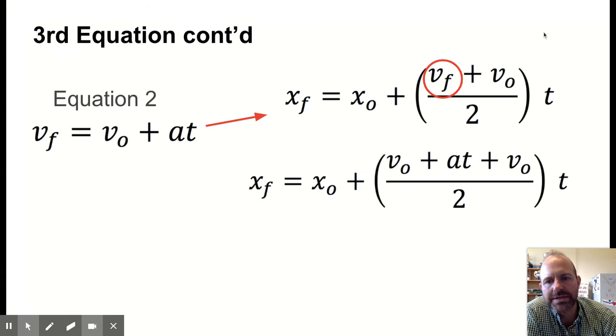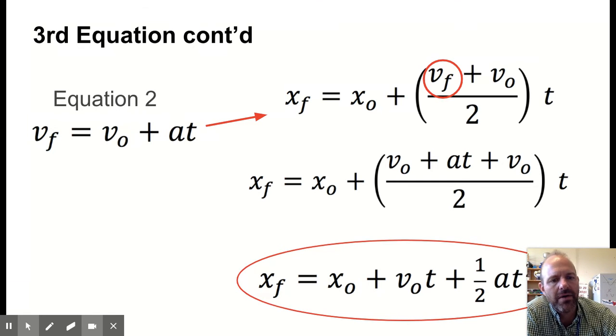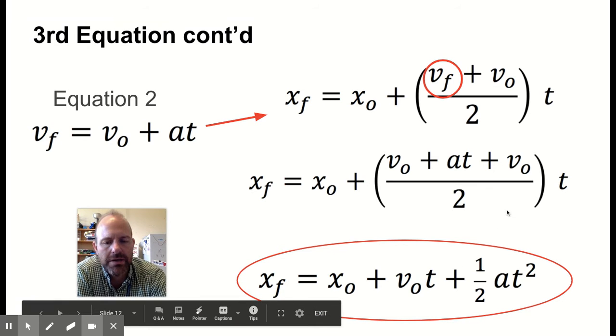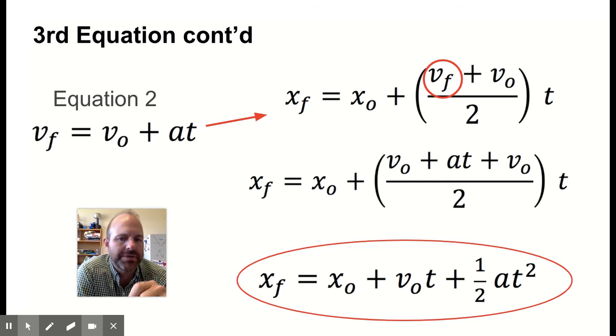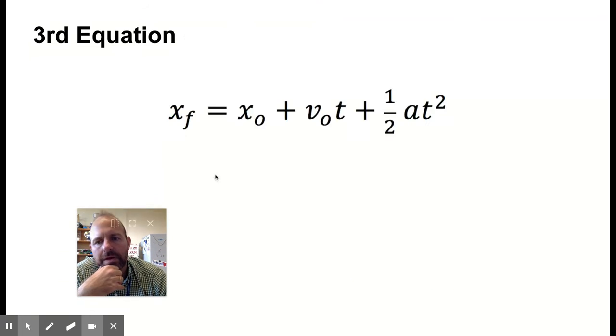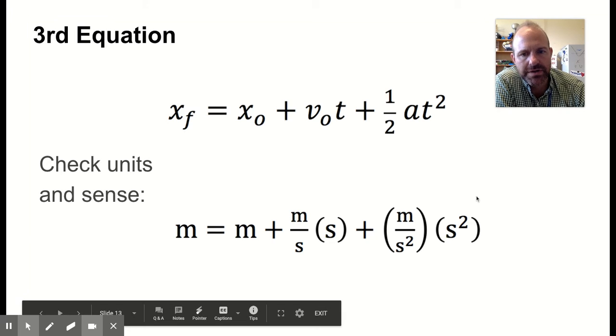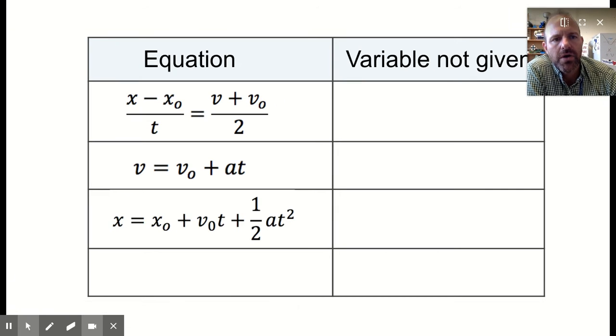And so what we do is we say, take that equation 2 and plug it in, and then simplify everything down. And we end up with what is sort of the big equation in kinematics that can tell you your final position if you know your initial position, your initial velocity, your acceleration rate, and how long it's been traveling. And that, I think, is the most logical in terms of following the process. In the third equation, we check our units and we see that they all work out as well.